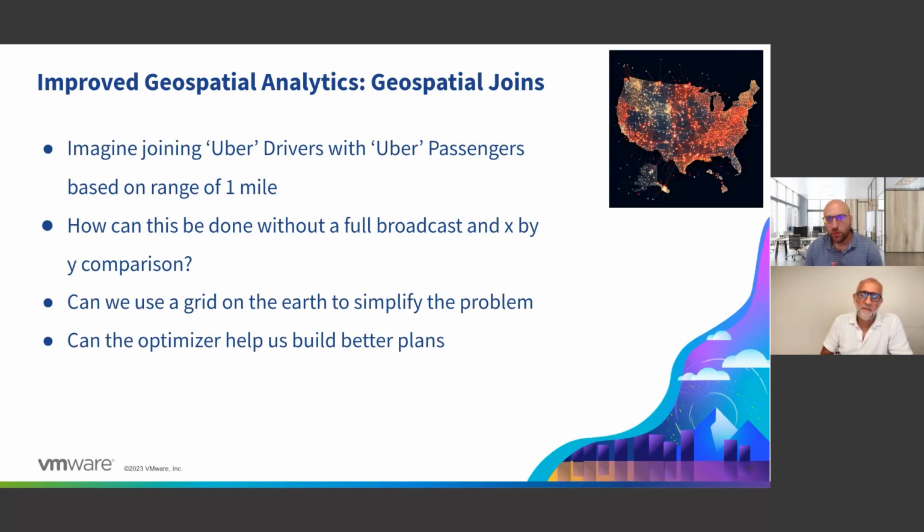Also on the analytics side, we do have a lot of users with geography data and geospatial analysis. We want to solve the Uber driver and Uber passenger problem. If I have a table of Uber drivers and a table of passengers, how do I effectively and efficiently find which passengers are within X amount of distance of the drivers? This is a challenging research problem that's really not fully solved, but we're going to solve this, and we're going to use some sort of grid-based approach and the optimizer to do this very effectively in the future.